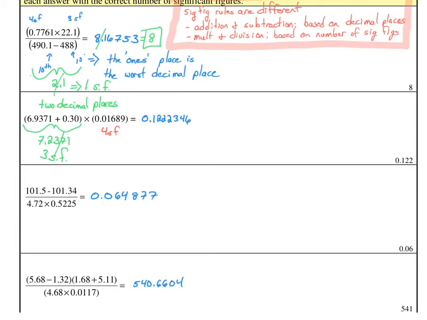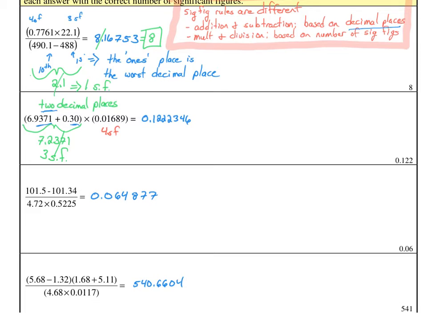Let's look at this next problem. We have a number with 4 decimal places out to the 10,000ths. This goes out to 2 decimal places or out to the hundredths. So overall, this answer should have 2 decimal places. Remember, addition, subtraction is based on decimal places. Our result of this first part of the calculation should have 2 decimal places.